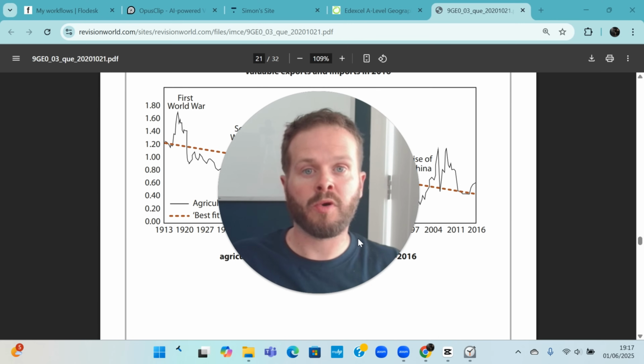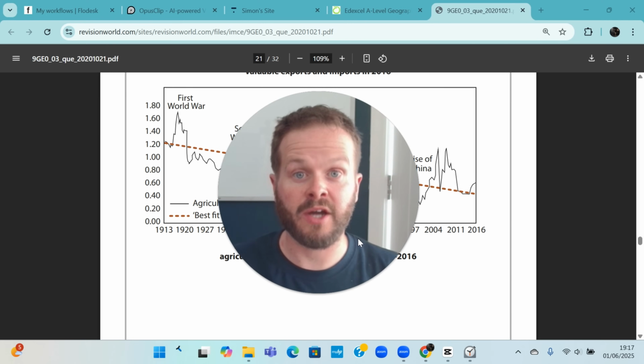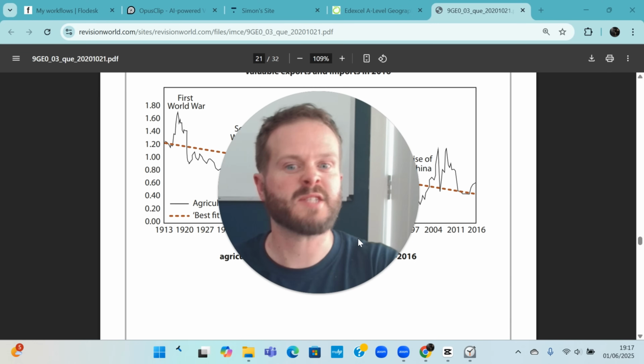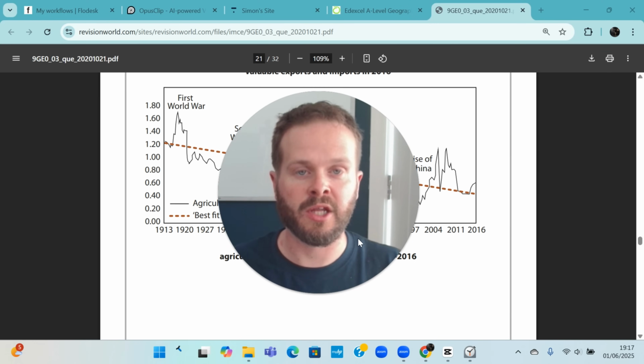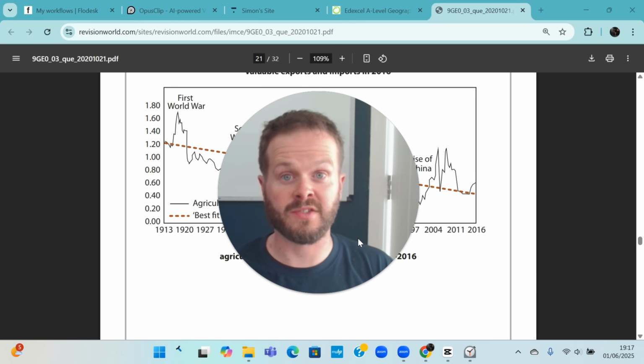picking out high points, low points, picking out areas where you can do calculations, linking it to theories, and then thinking about that critique of the data set, like it shows us this, but what doesn't it show? That can start to preload those ideas for the critique of the AO3 when you get into the 18 and 24 markers. So give it a go.